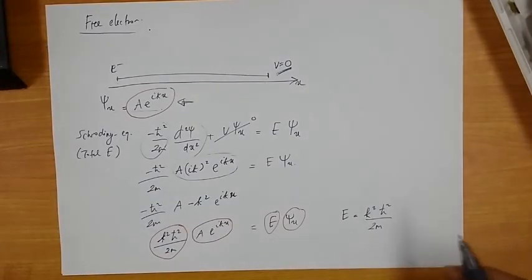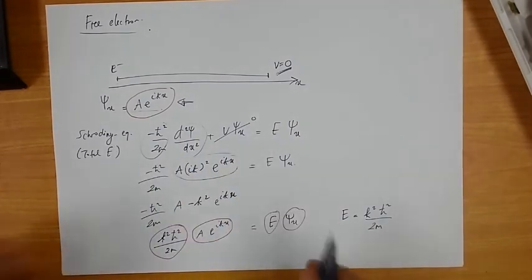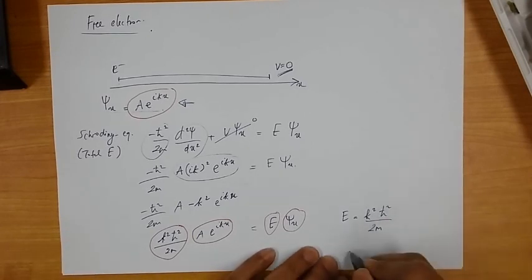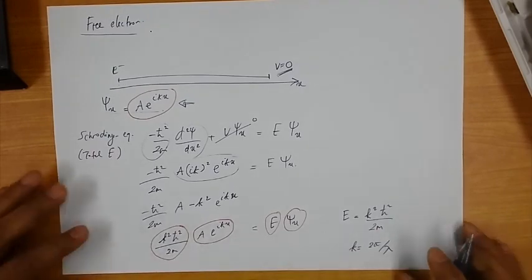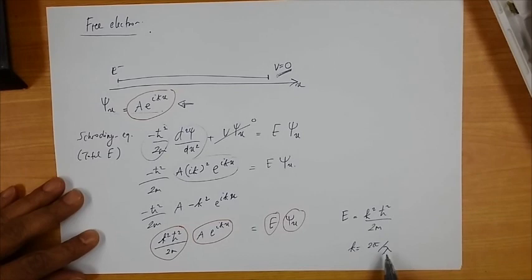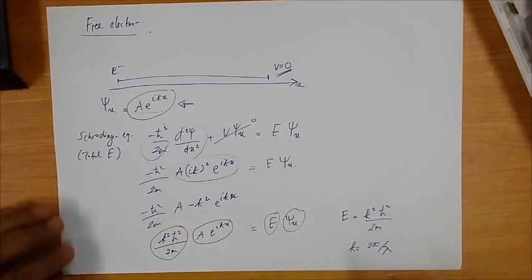Which means that the energy of the free electron can be of any value. There is no limitation, right? Any wavelength, because k here, keep in mind, is 2 pi over lambda. So the free electron can have any wavelength. In that case, it can have any energy, any kinetic energy.